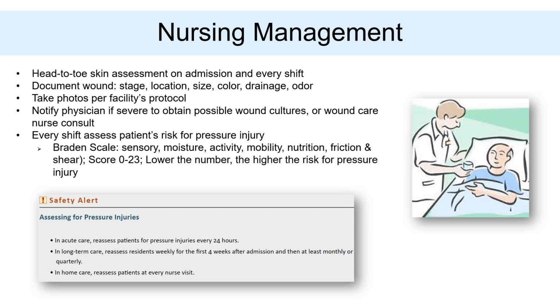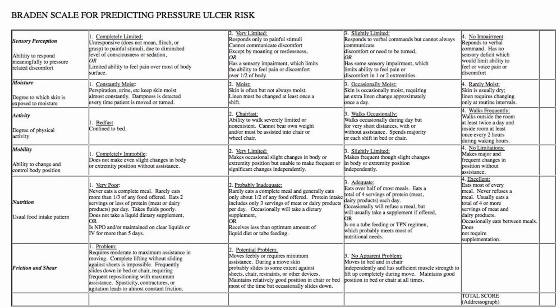We want to use a standardized tool to monitor for the risk for pressure injury, such as a Braden scale. Every facility has some form of standardized way to assess for this. Nine times out of ten, they use the Braden scale. And you'll see an example of that on the next page. So this Braden scale is pretty straightforward. There's different categories. It's based on moisture, sensory perception, activity, nutrition, and so on. You get a score. The lower the score, the higher the risk for skin breakdown.